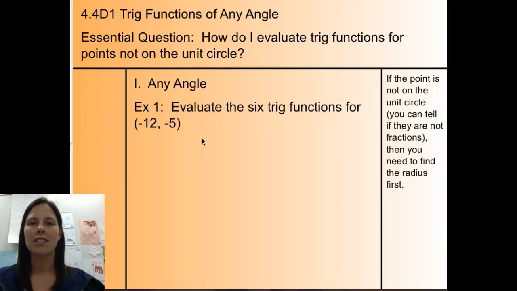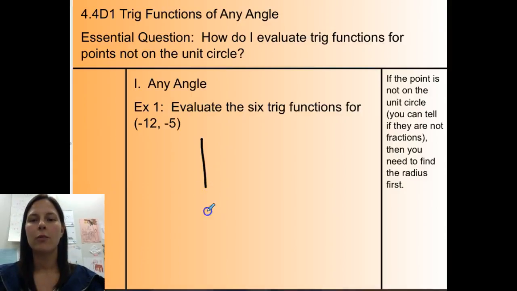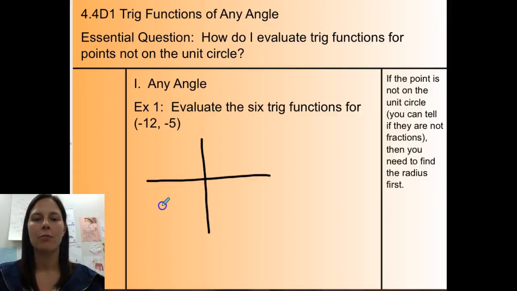Our essential question today is evaluating trig functions for points not on the unit circle. A little hint off in the right-hand column, you can tell it's not a unit circle point if you don't have fractions. So first of all, we'll figure out which quadrant we're in. Of course, -12, -5 would land us in the 3rd quadrant, approximately there. Labeling the sides we know.